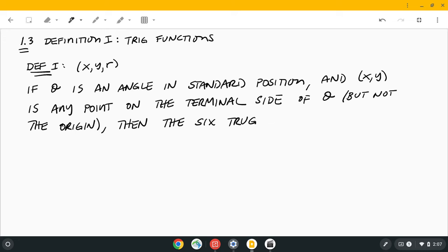That's when you have a math bug. A trug. Okay. Trig. Trig functions are defined as follows.